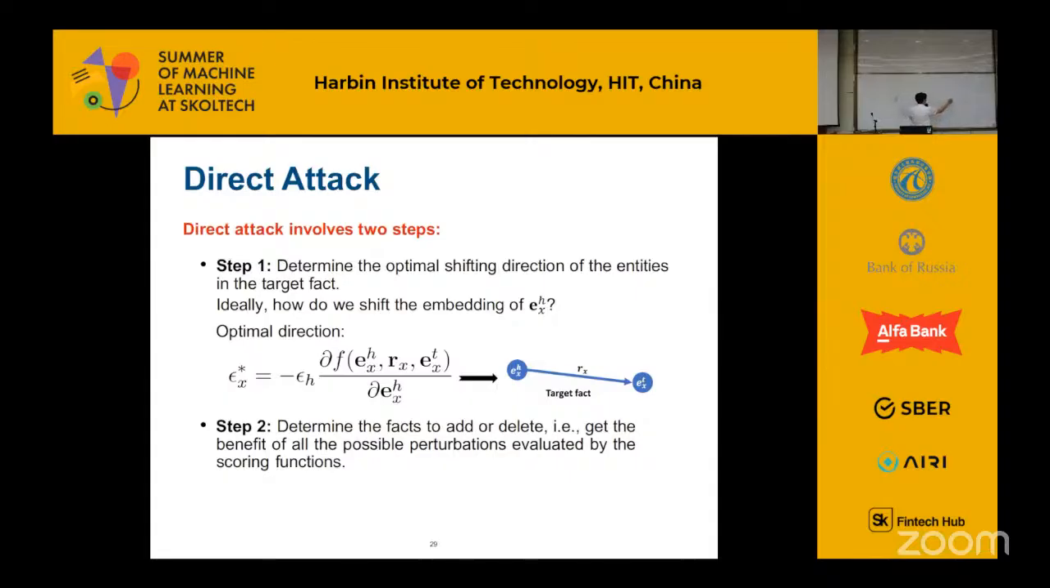Let's suppose there's a fact that we want to influence. We want to add some new facts right here. And how do we determine which new fact we should add? It is like this. We want to modify the interpretation of this head entity into a modified one like this.